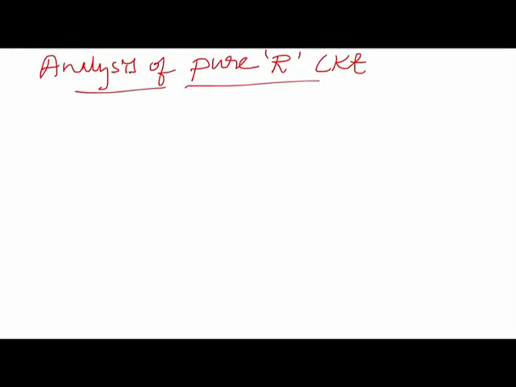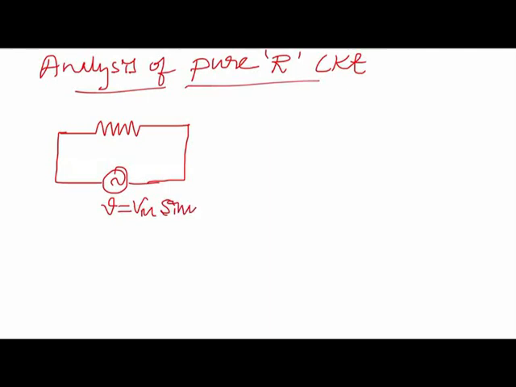phasor diagram and waveforms. So first let us consider a pure resistor R connected to an AC source of sinusoidal voltage V. This V is equal to Vm sin omega t is the sinusoidal voltage. Whenever we apply a voltage to a pure resistive circuit, there will be current flowing through the resistor. Let us consider the current flowing through the resistor is I, instantaneous current I. This is instantaneous voltage V. V is equal to Vm sin omega t.